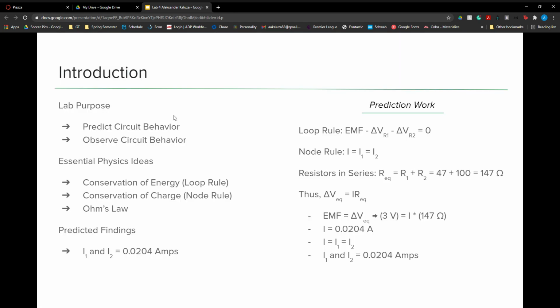To begin, the purpose of the lab was to predict and observe circuit behavior using the simulator we were given. Some essential physics principles were the conservation of energy and charge, known as the loop rule and node rule respectively, as well as Ohm's law.